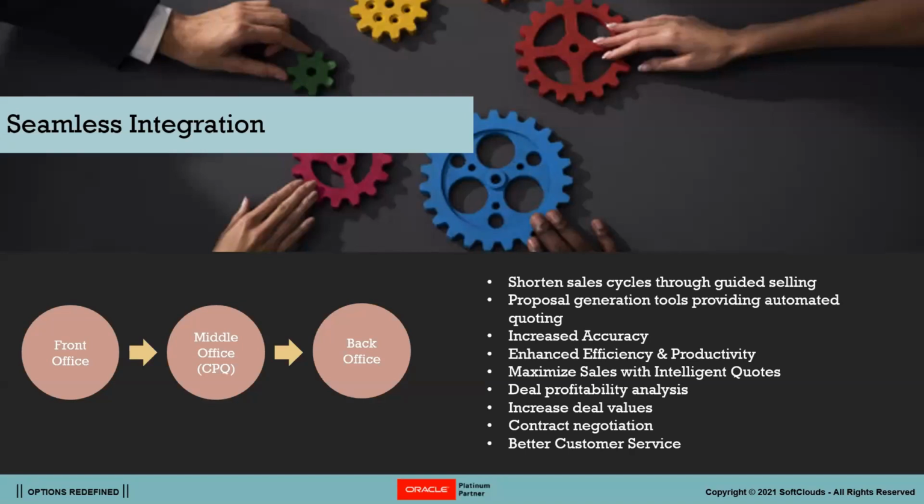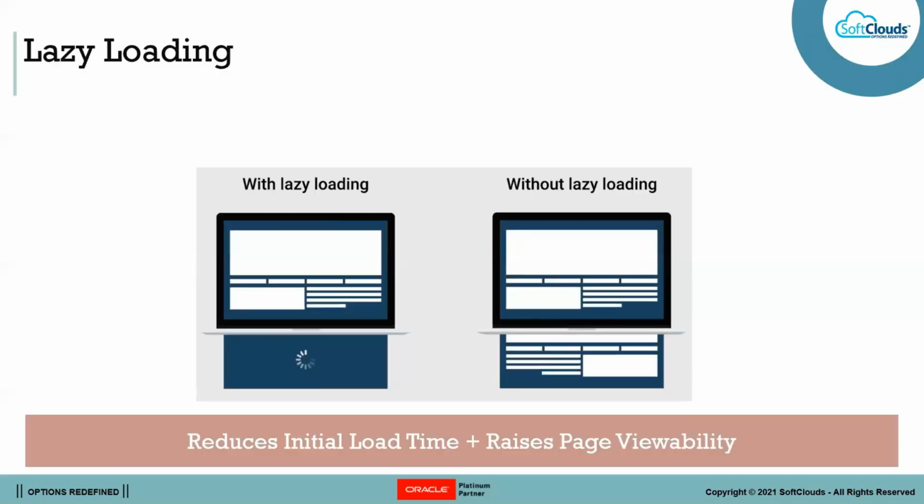And then the seamless integration between the front office and the back office by using CPQ as a middle office really provides for enhanced efficiency and productivity, deal profitability, and shortening the sales cycle through guided selling. All of these things leading to better profitability for the company, a better user experience, and a better experience for the channel partners as well. Now, one concept we'll talk about in the demo is a concept about lazy loading.